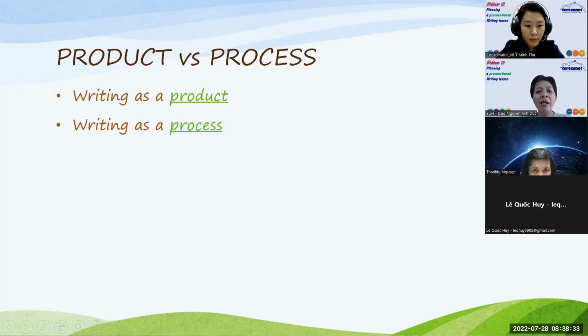What do you think about writing as a product and writing as a process in your experience? Any idea?